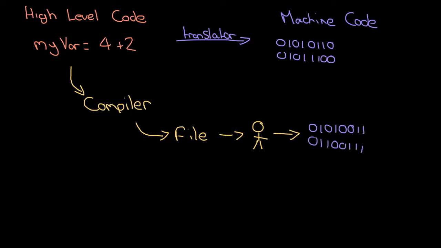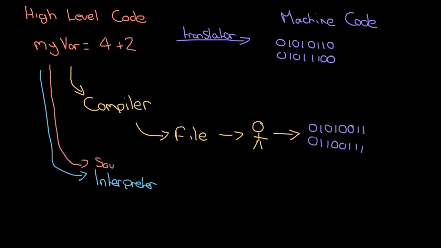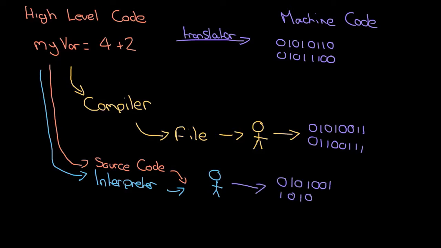Another way is using something called an interpreter. This is a little bit different. So with an interpreter, you need to distribute the interpreter to the user, but you also need to distribute your source code, which can be a bit of a problem. What the user needs to do is take the source code and the interpreter and run them together to produce the machine code that is actually made as you run the program. So it's all done on the fly.